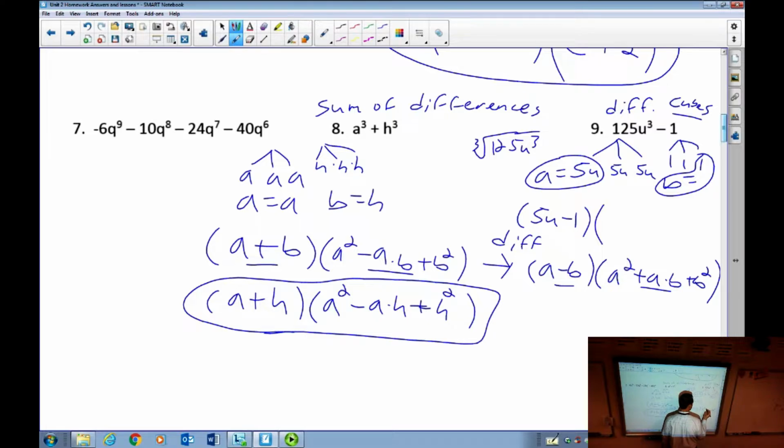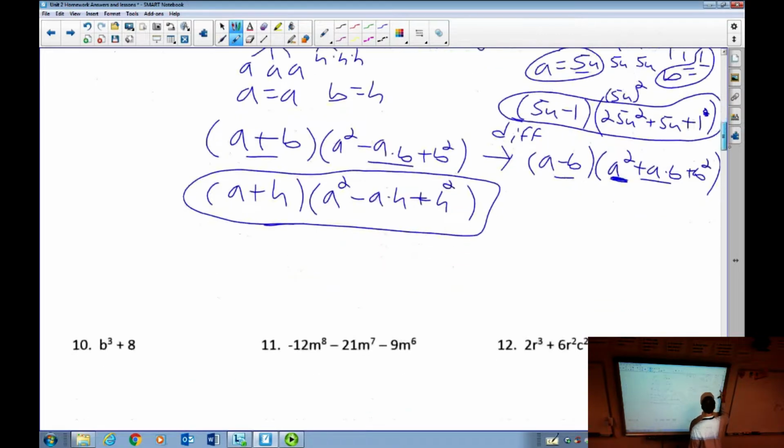Now, careful on this part, we're actually going to do 5u squared because of this part right here. And so 5u squared is actually 25u squared, okay? And then plus a times b, so 5u times 1 is just plus 5u. And then 1 squared is just 1. So the final answer there is 5u minus 1 times 25u squared plus 5u plus 1. So there's your answer there for number 9.